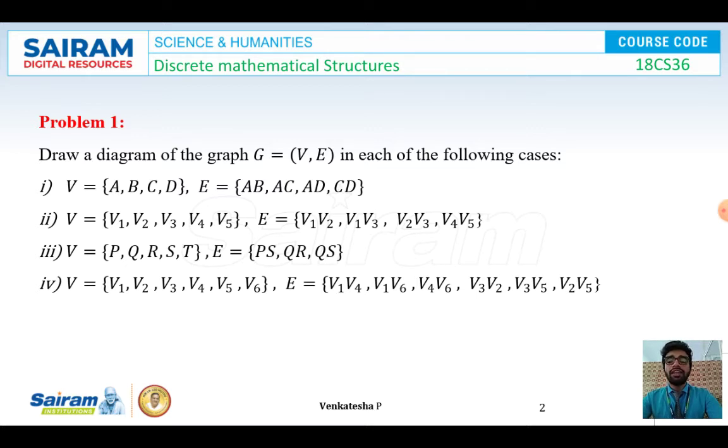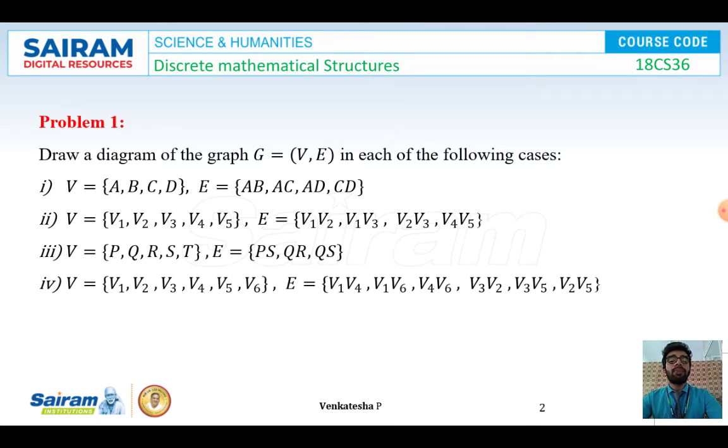Case number 2 has a vertex set with 5 vertices V1, V2, V3, V4, V5 and an edge set with 4 edges: V1V2, V1V3, V2V3, V4V5. The third case has a vertex set with 5 vertices P, Q, R, S, T and an edge set with 3 edges: PS, QR, QS. The fourth graph has a vertex set with 6 vertices V1 to V6 and an edge set with 6 edges: V1V4, V1V6, V4V6, V3V2, V3V5, V2V5.